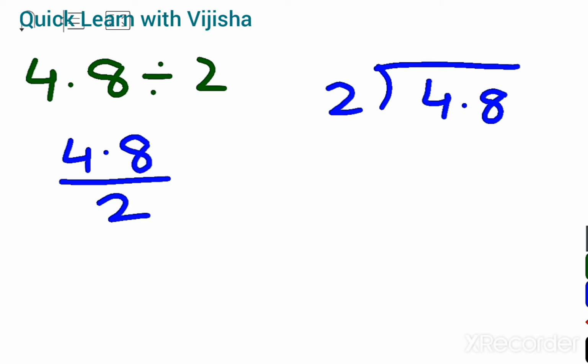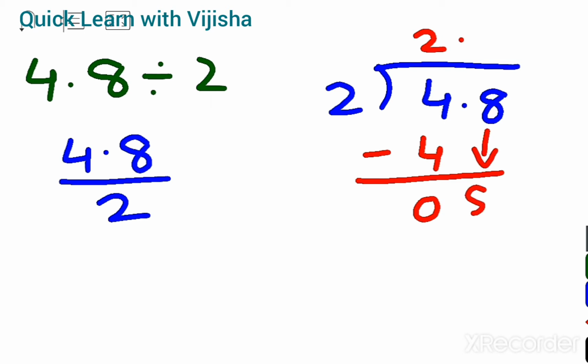Now 2 for 4 comes as 2. 2 2s will give you the answer as 4. Understanding children, we have learned how to do divisions. Same way we have to do for decimal numbers also. 4 minus 4 will give you the answer as 0. Now next coming here is decimal. So don't forget to put a decimal in your answer. Then carry down the next number, it is 8.